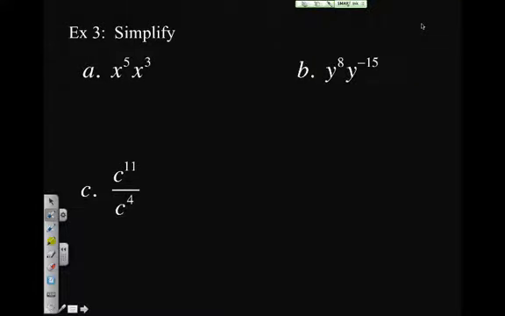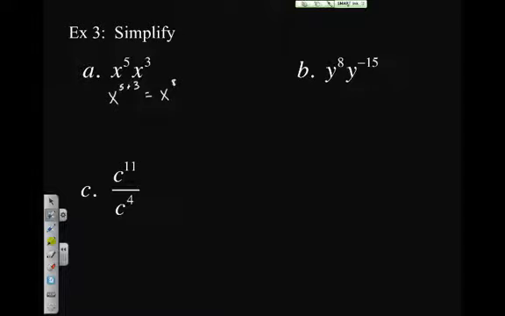So now, looking at this one, we've got x to the 5th times x cubed. That's using property number 1. And that rule says when we're multiplying numbers with exponents, we simply add the exponents. So this will be x to the 8th power.